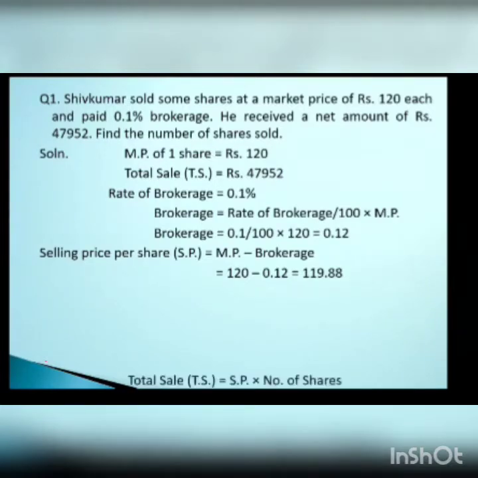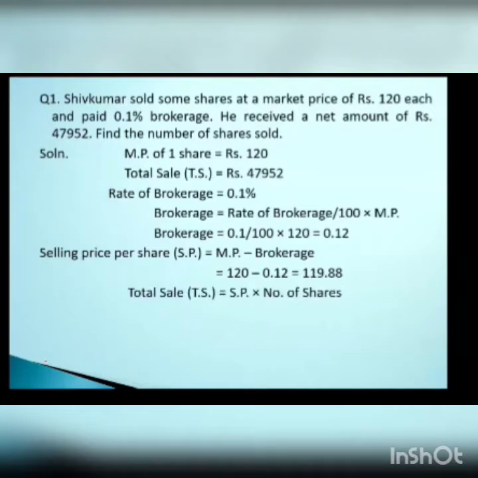What is that? Total sale. तो उसका formula था SP into number of shares. तो SP कितना है? Total sale कितना है? Total sale is 47952. 47952 is equal to SP, 119.88, multiplied by number of shares. So finally you need to divide it. Divide and let me know what is the answer for the number of shares you are getting here.